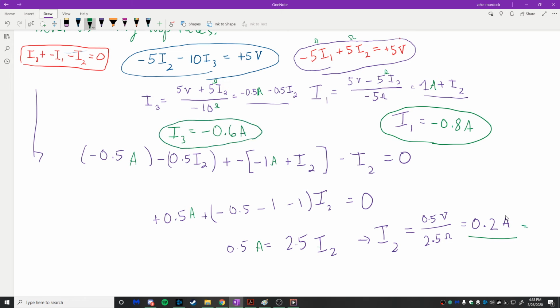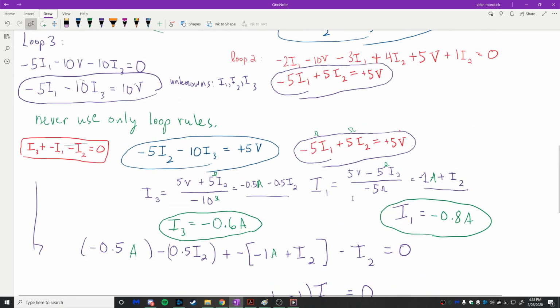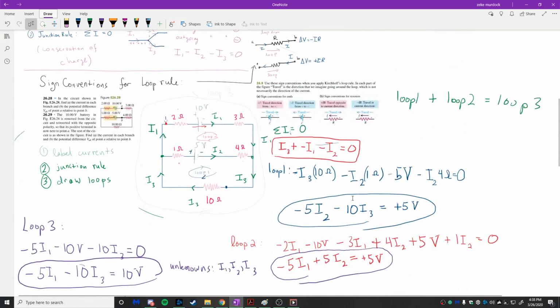This one's I2. And I very easily could have made a mistake here. It's a lot of algebra. Oh, that's good to know. Now I'm going to come up here and write our answers down again.